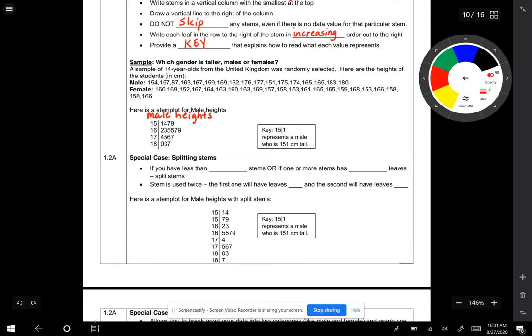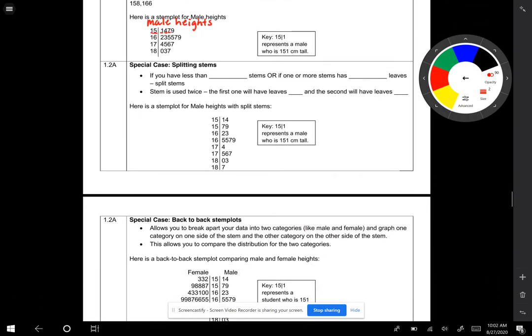Now, how do we read it? So here are our stems. The smallest is in the 150s. The largest height is in the 180s. So you'd read it 151, 154, 157, and so on. And notice the stems are listed in order. If there was nothing in the 190s, you would put a 19 there and then go to the 20s and then put your 201 or whatever. And then lastly, the key: 15 vertical bar 1 represents a male who is 151 centimeters tall. That's it for a basic stem plot.